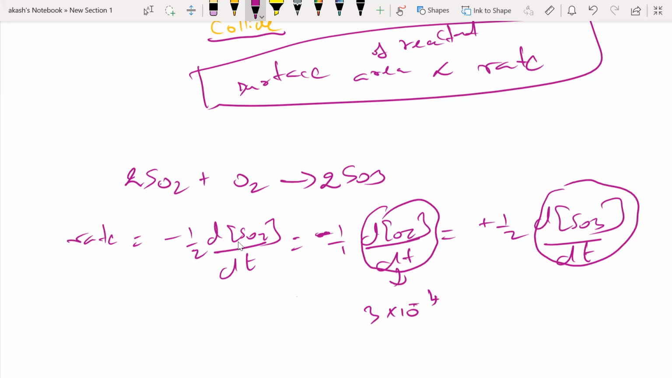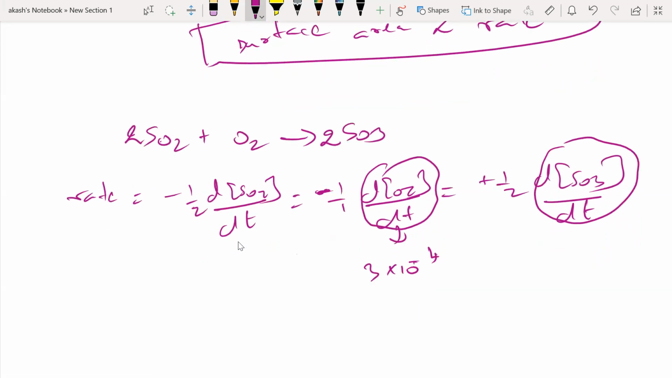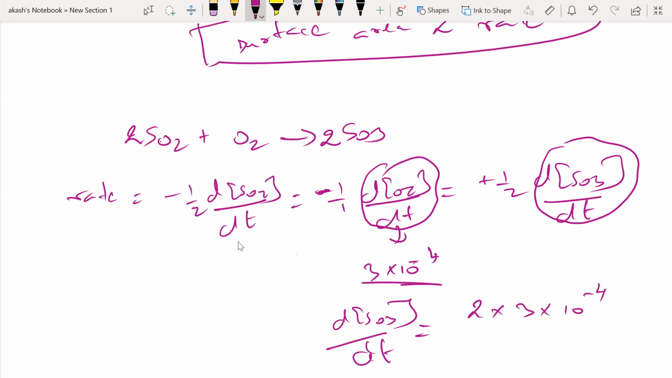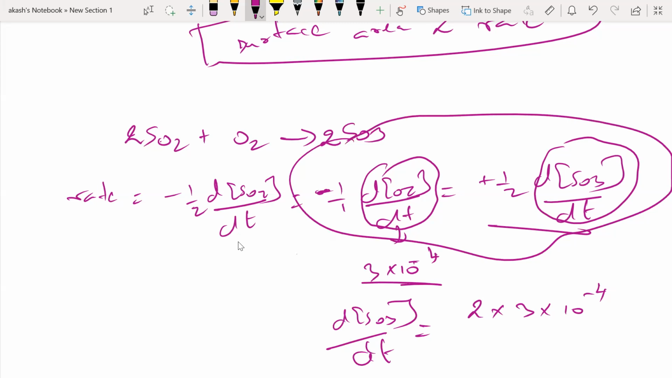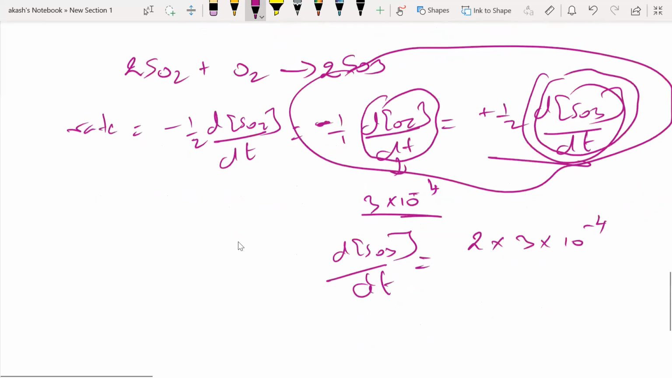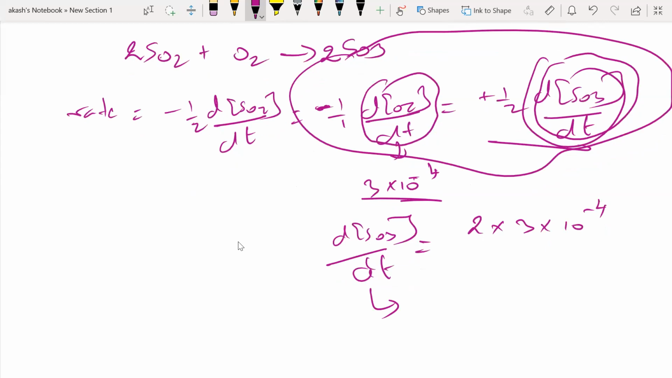Right. So if I can just connect these two, can I write it like this? d of SO3 divided by dt is equal to 2 into 3 into 10 to the power minus 4, because I'm connecting this and this, right? If I just take these two alone, this value is what I need to find out. So if I just bring this to this side, this is what you get. So the rate of appearance of SO3 is 6 into 10 to the power minus 4 mole per liter per second. That's it. Very easy.